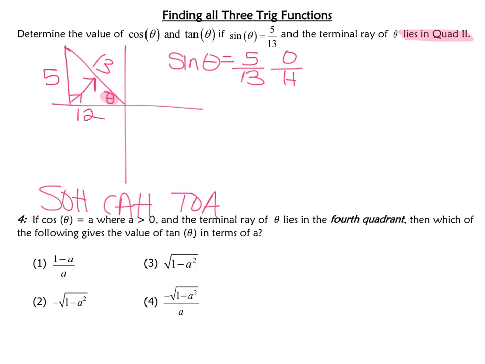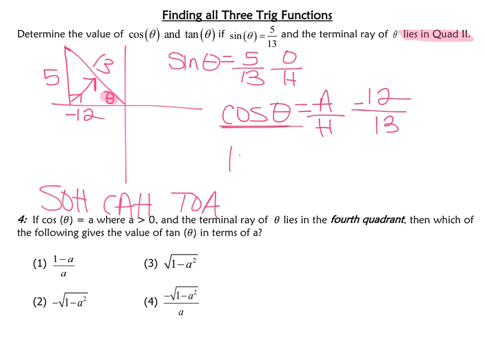functions. So the cosine of theta is the adjacent over the hypotenuse. The adjacent is 12. The hypotenuse is 13. Now, distance is always positive. However, we need to keep in mind that if we're in quadrant 2, technically that's a -12, right? My x value is going to be negative, right? This is my x value, so it's going to be negative.